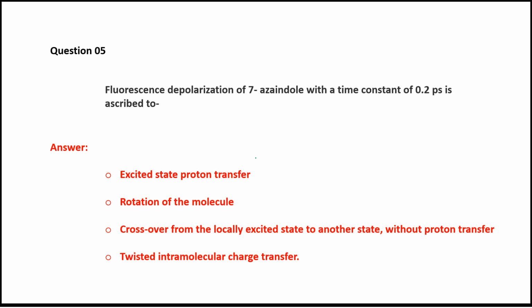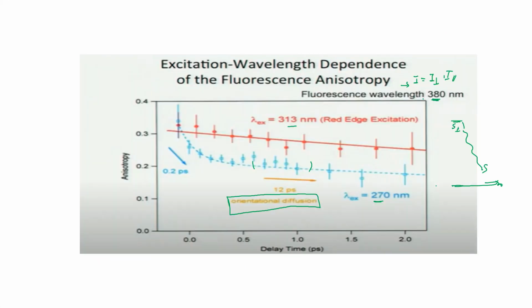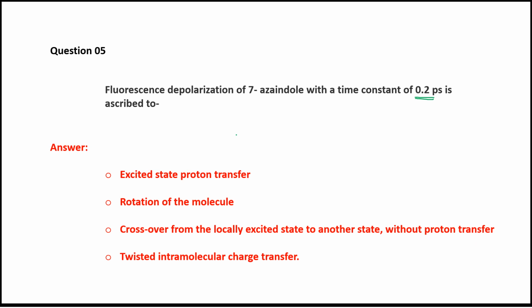So now the next question, which is also similar to the first question: the fluorescence depolarization of 7-aza-indole with a time constant of 0.2 picoseconds is ascribed to. Okay, so see this graph carefully. This whole decay has a time of 0.2 picoseconds. Now, why is this the fluorescence depolarization? What is the reason for this kind of decay?